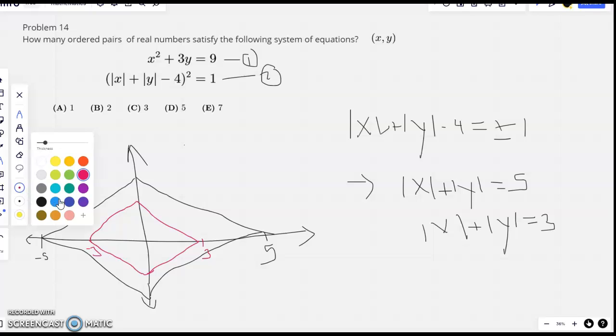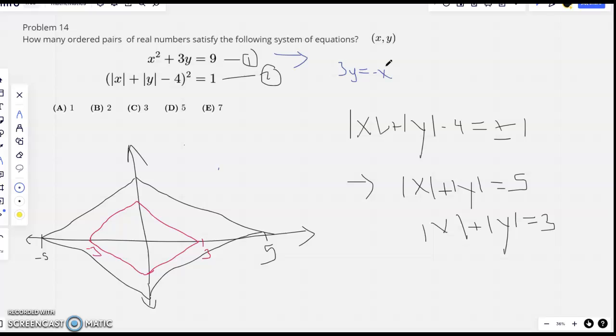And finally, in blue, draw this function in equation 1. So you can solve and get 3y equals -x squared plus 9, so y equals negative x squared over 3 plus 3, and it would definitely intersect at -3 and 3. You could just plug it in and make sure.